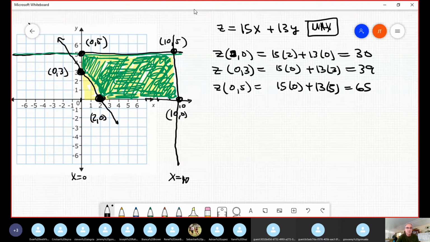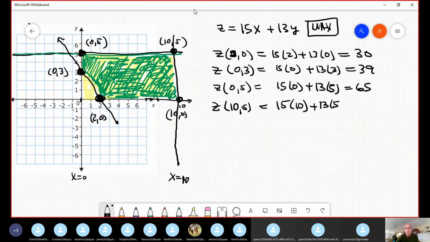Okay, so far this is better. Let's do it 10 and 5. C at 10,5 is 15 times 10 plus 13 times 5. Put in the calculator, the answer is 250. This point. Now finally, the last point.